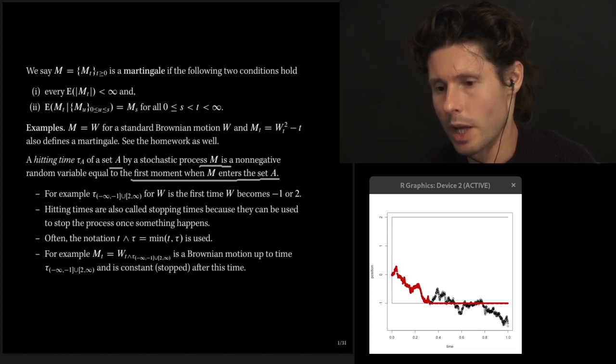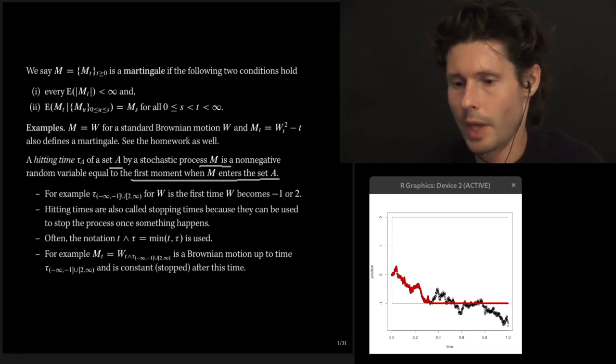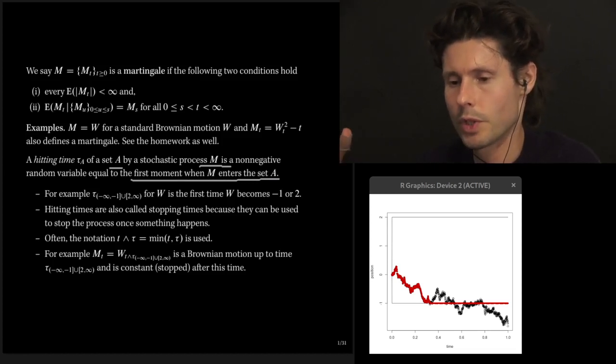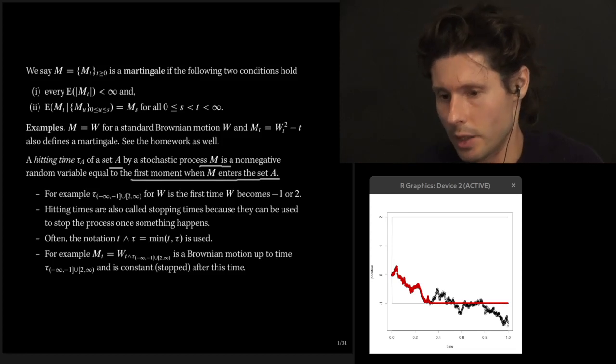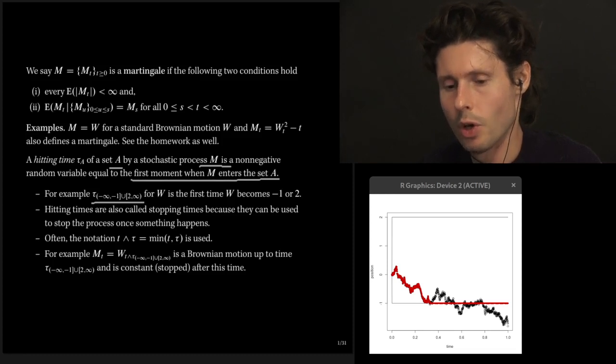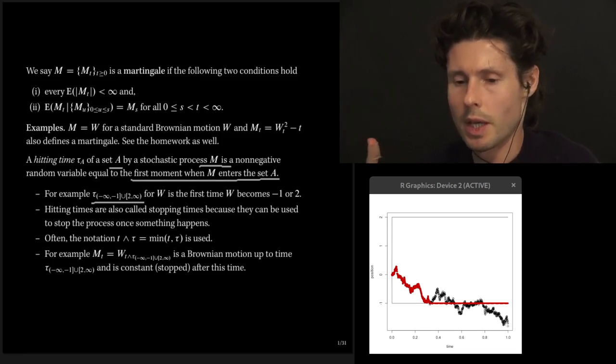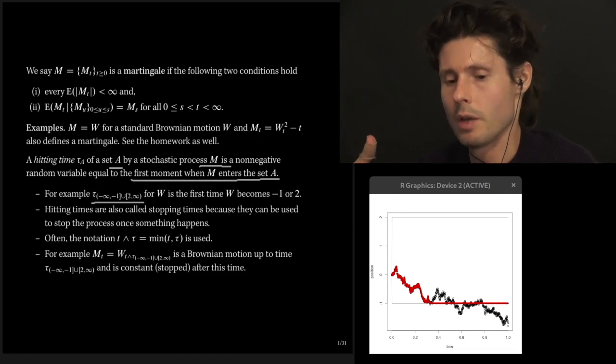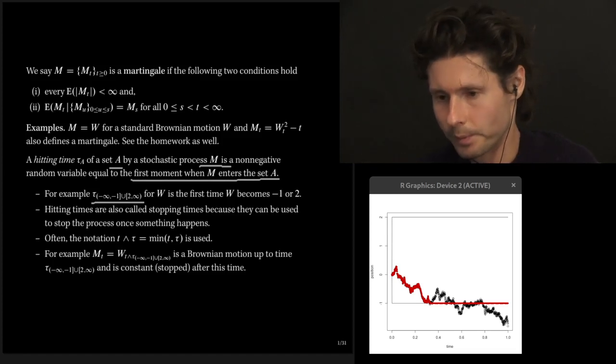Here's an example where the process is going to be the Brownian motion, and the set is going to be everything above 2 together with everything below minus 1. That's what this set is defining there. So the picture below me is in fact illustrating this. The complement of the set A here is everything between minus 1 and 2, and the set A is everything above 2 together with everything below minus 1.